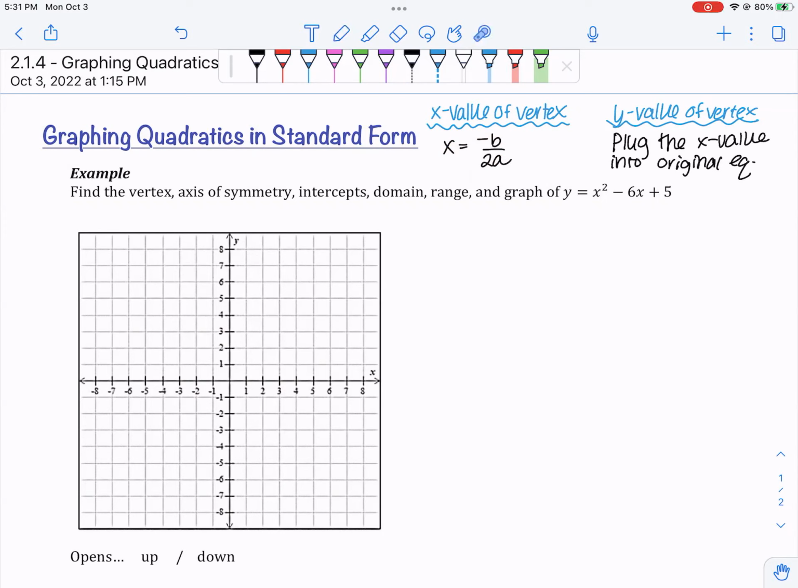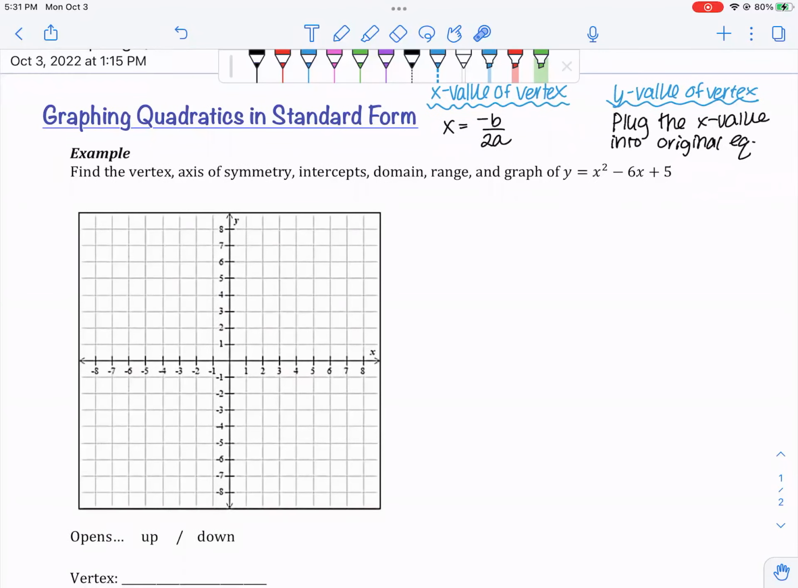We're now going to graph functions of quadratics that are in standard form using this vertex formula. So it's nice when things are in vertex form already. That makes it a lot easier for us. But even if they're not, we can still graph them because we have the vertex formula. So here's our equation, y equals x squared minus 6x plus 5.